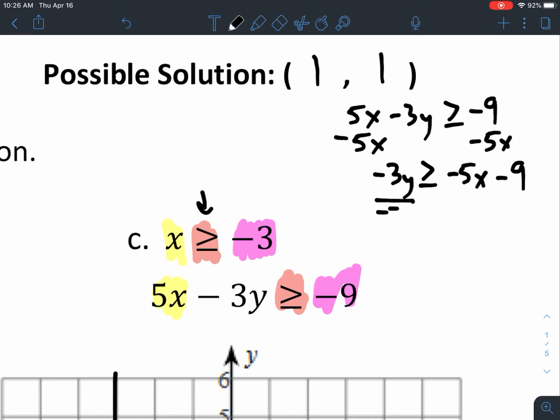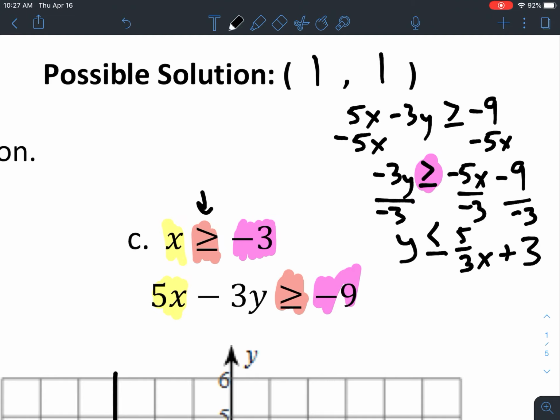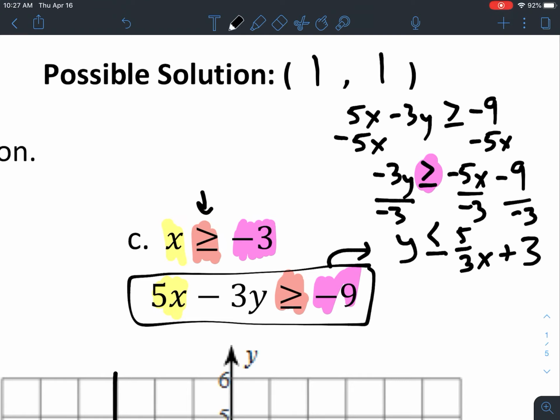Now we divide by negative 3 to each of these, which in turn means the symbol is going to flip. So that symbol flips and faces the other way because we divided by a negative number. So that leaves us with y is less than or equal to positive 5 over 3x plus, because it's two negatives, 3 goes into 9 3 times. We took this problem here and turned it into this problem right there.